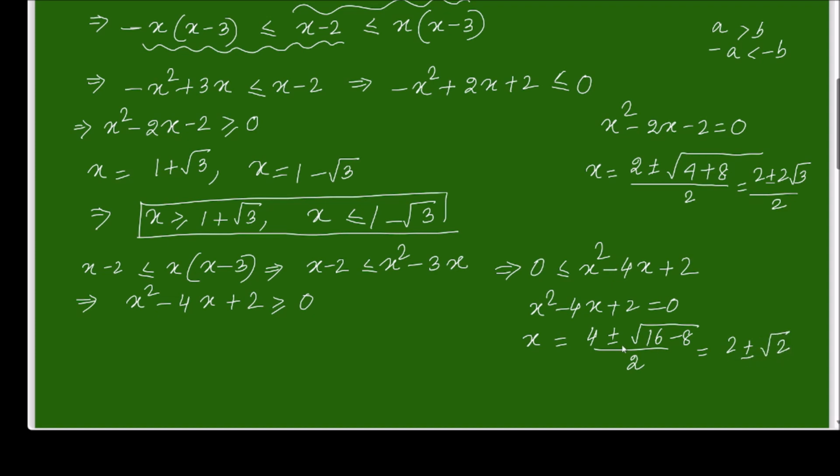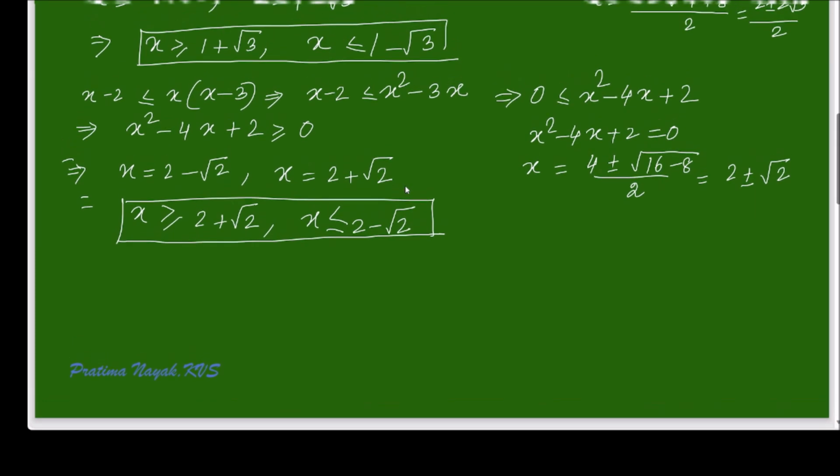2 plus minus root 2. If you simplify, you will get this one. So here again it is greater than 0, so it is greater than the bigger one. One is x equal to 2 plus root 2 and the other is x equal to 2 minus root 2. So when it is greater than 0, x is greater than the bigger one, 2 plus root 2, and x is smaller than the smaller one. If you keep this in mind, then you can solve the question.